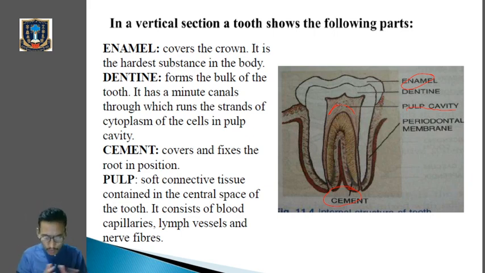So today we have just finished the structure of a tooth. We have gone through dentition, where we learned about the different types of teeth and their functions: incisor, canine, premolar, molar. Then we learned about heterodont and homodont, and the dental formula of the child, the adolescent, and the adult. Then we went through the structure of a tooth and the vertical section of a tooth. So this much for today.